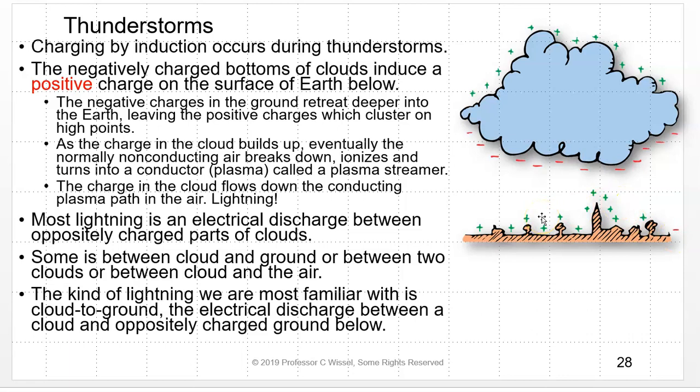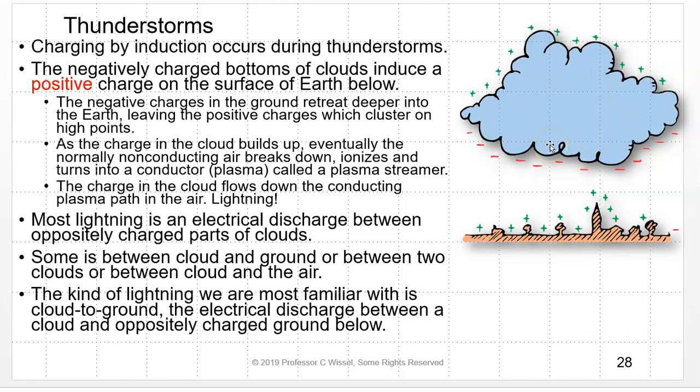and trees. As the charge in the cloud builds up, eventually the normally non-conducting air will break down, ionize, and turn into a conductor. That's a plasma. This is called a plasma streamer. The charge in the ground will then try to flow down the conducting plasma path in the air, and this is lightning. Most lightning is an electrical discharge between oppositely charged parts of the cloud.